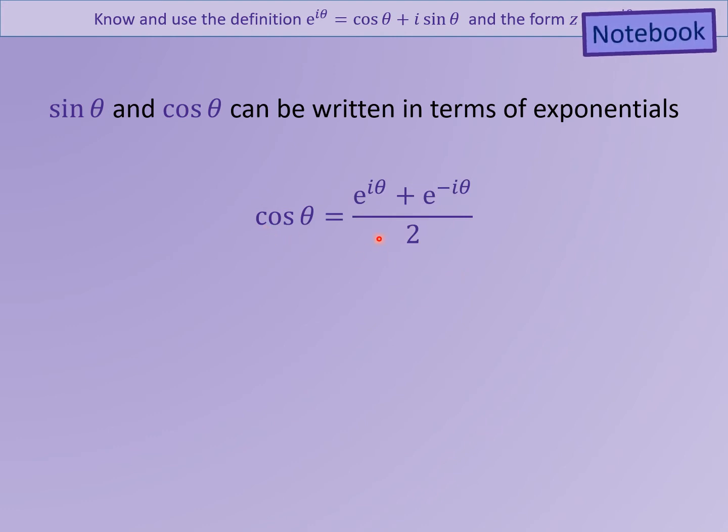Cos theta is that, because the sum is equal to 2 cos theta. Also, sine theta is equal to that, because we knew that when we took them away it was 2i sine theta. So therefore we can write that. Okay, grab both of those in your notebooks. You're expected to know them and you're expected to know how to use them.